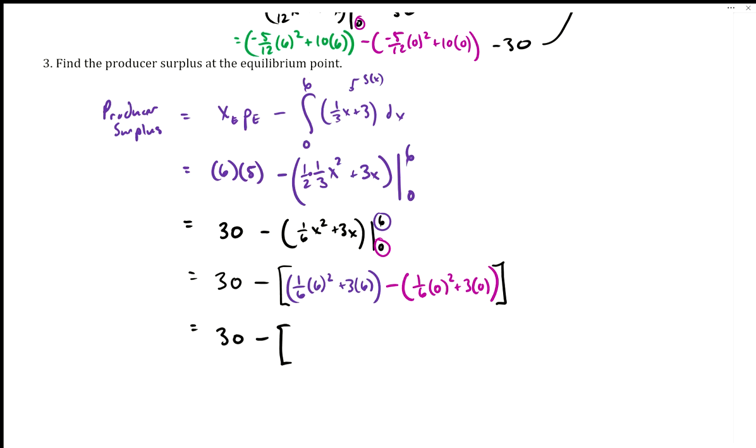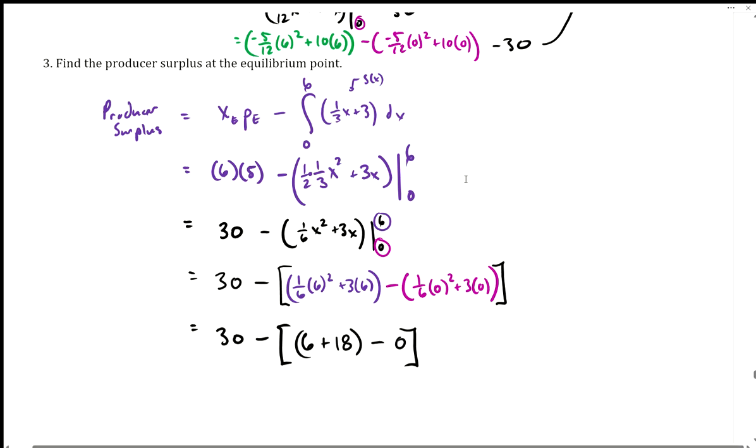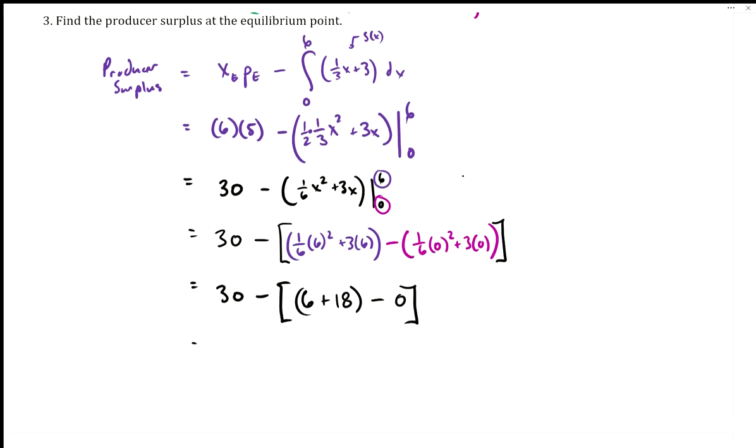Using a calculator, again, would help this go a little faster. I'm going to do it mentally here. So we have 6 squared is 36. Divided by 6, though, would give us 6. And then plus 3 times 6 is 18. Minus, everything in that pink happens to be 0 again. So we can do the 6 plus 18 to get 24. And then now we can do the minus. So we get $6. That is the producer surplus.